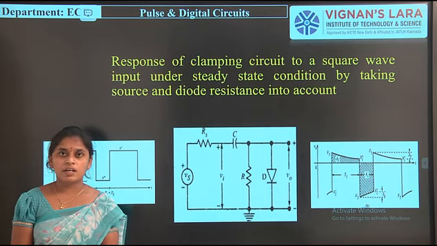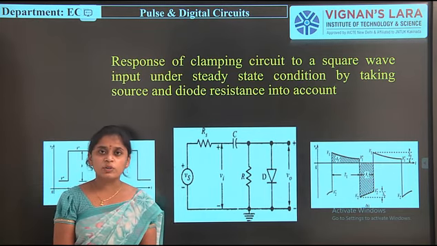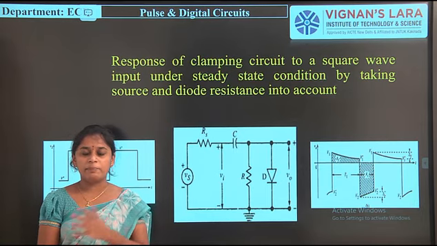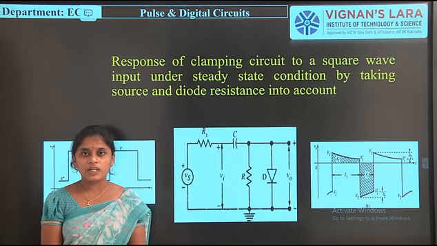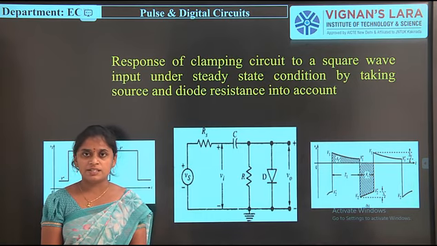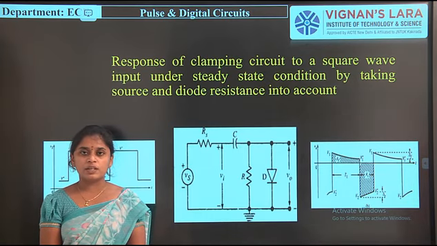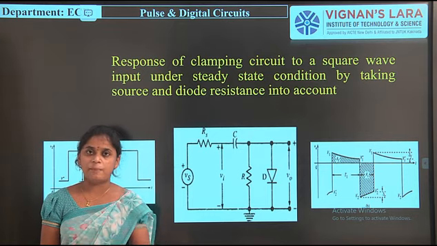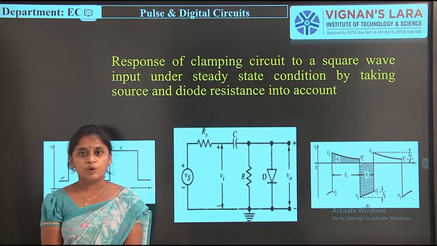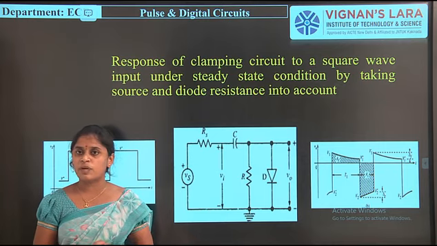So hi students, in the last class we discussed what is meant by a clamper, that is, what is meant by a positive clamper and what is meant by a negative clamper, as well as the clamping circuit theorem. In the clamping circuit theorem we discussed a square wave input passing through the clamping circuit, what the output is, and what condition we have to check.